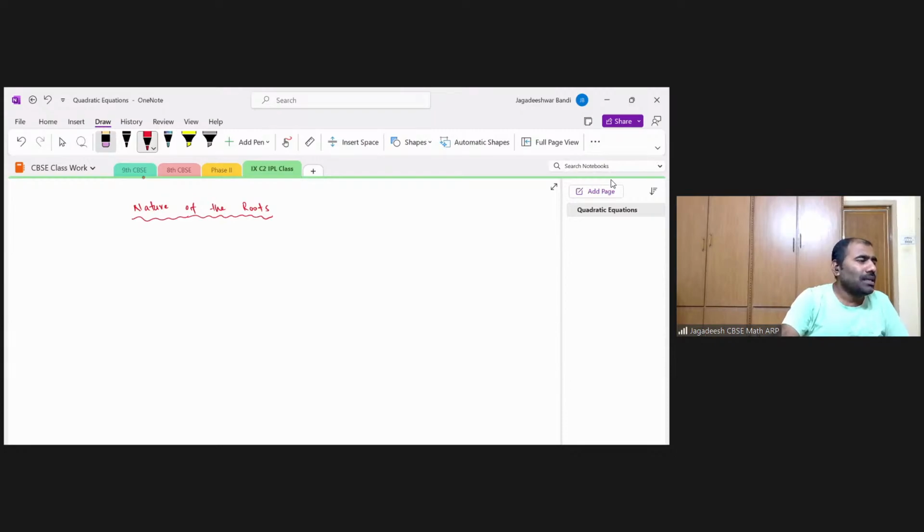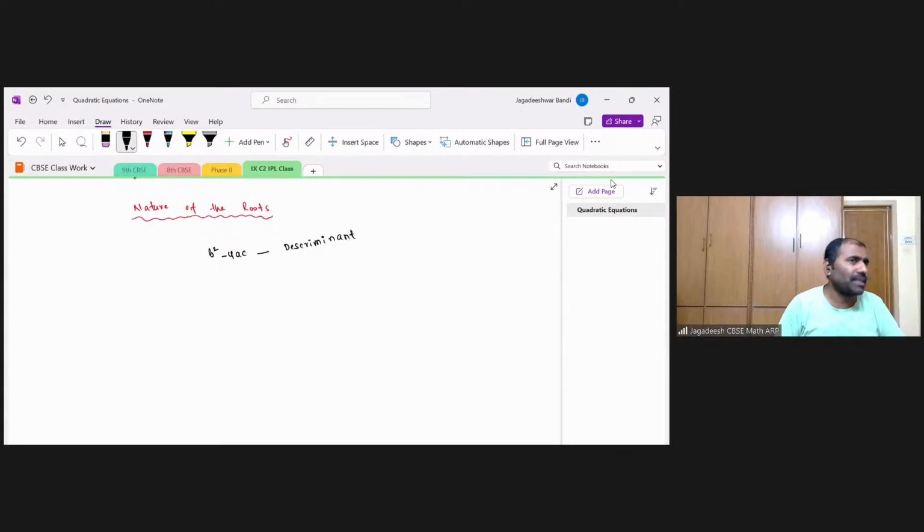Fine. So indirectly, what type of roots does a quadratic equation have? That is called nature. So here, in all the solving, we have seen one term, which is b square minus 4ac. Remember, children, b square minus 4ac is called the discriminant.